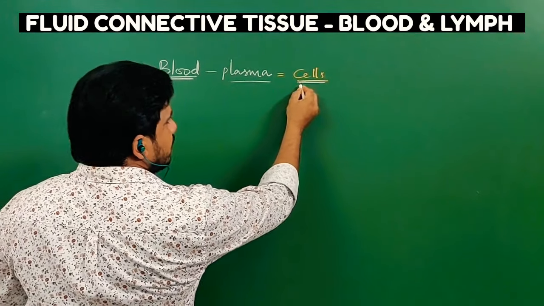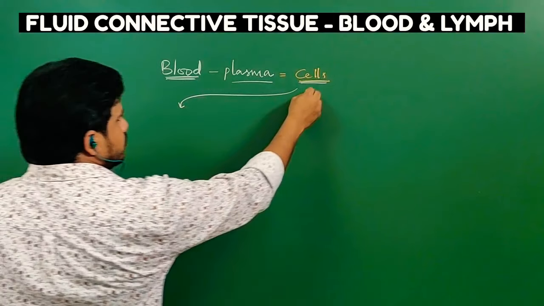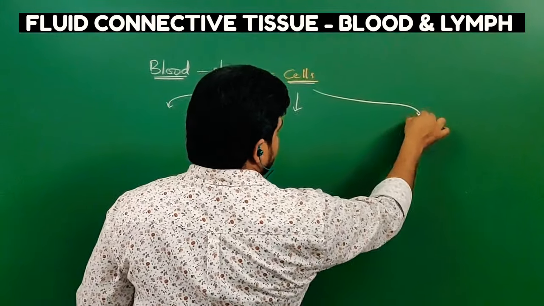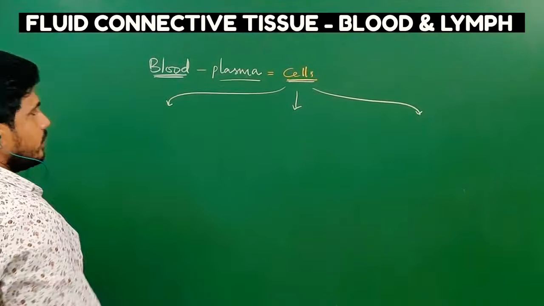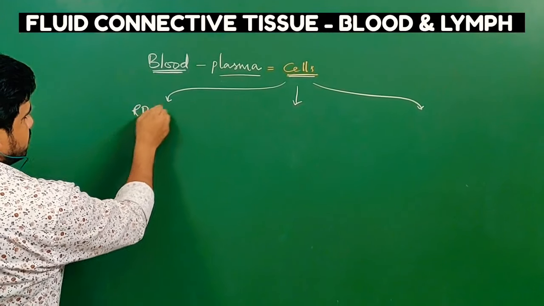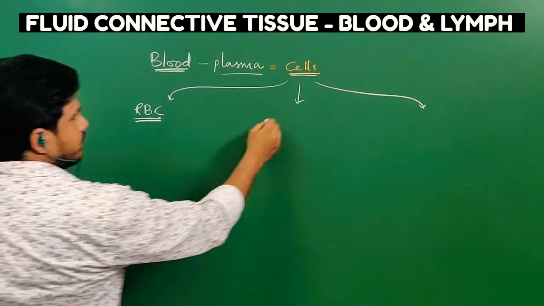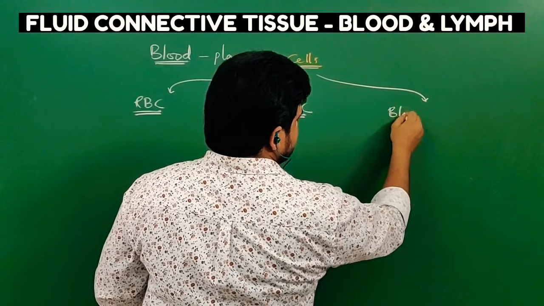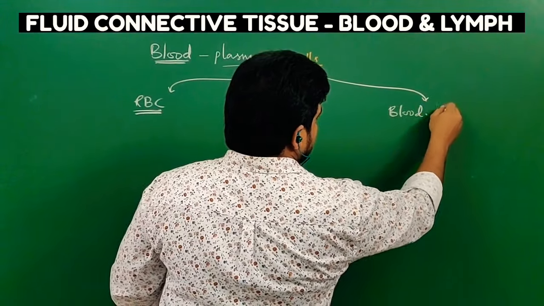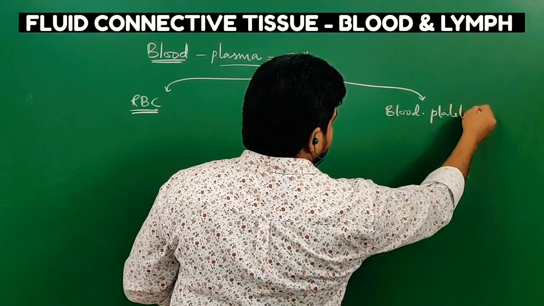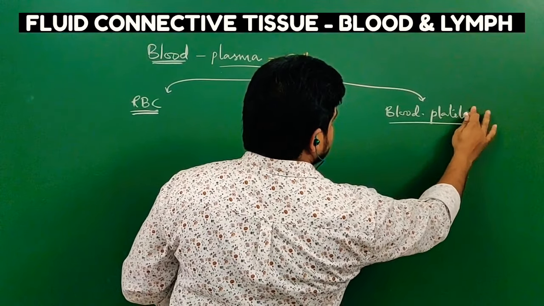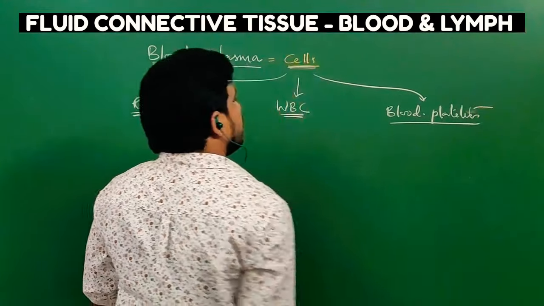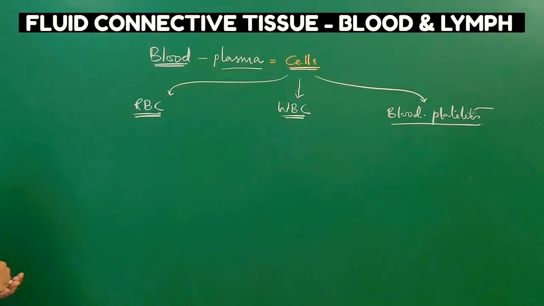See the different types of cells in the blood. You have very good knowledge about the blood cells from your previous standards in school. There are three types of cells present: RBC, WBC and blood platelets. Let us discuss one after one.